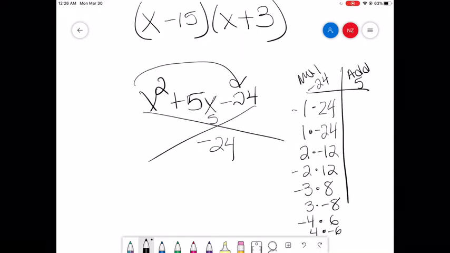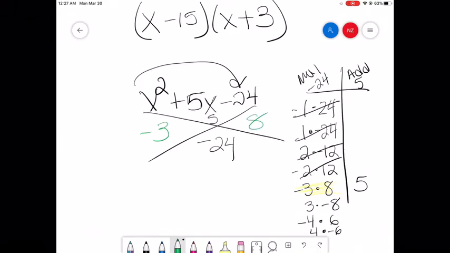All right. So if I add, that's not going to work. That's not going to work. I want to get 5. That's not going to work. That's not going to work. This is close. 8 minus 3. That actually is 5. So that's going to work here. This will be our winner. You can keep checking if you want, but this should be the only option. So I have negative 3 and 8.